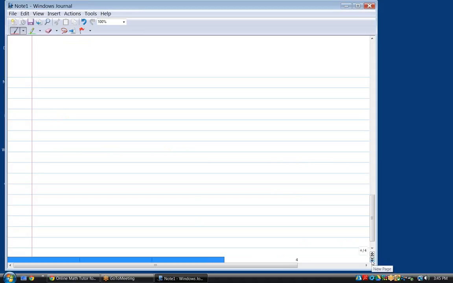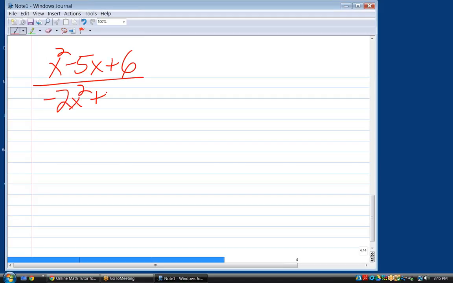What else? It says graph the function x squared minus 5x plus 6 over negative 2x squared plus 6x. And my final's going to be all multiple choice, so I think that's going to be a benefit too, hopefully.